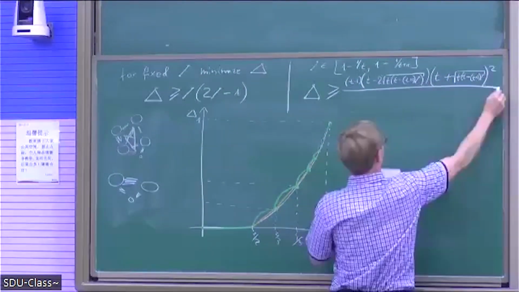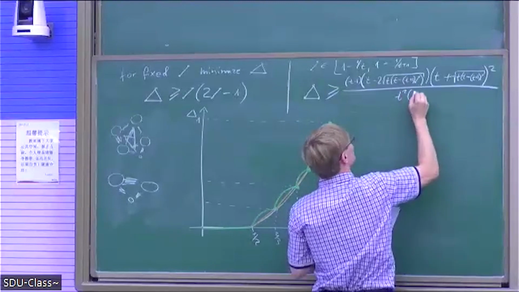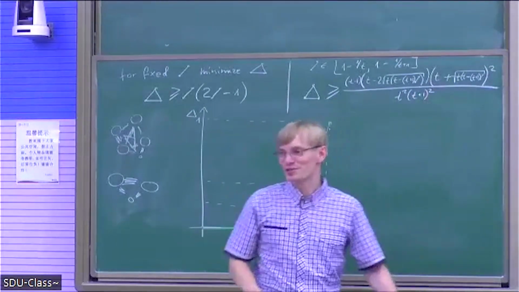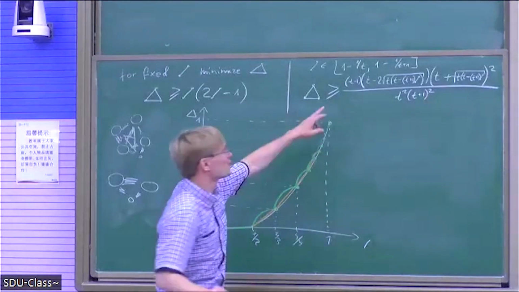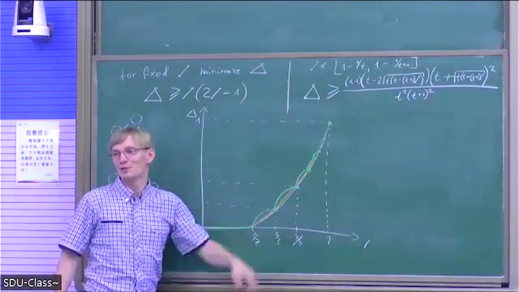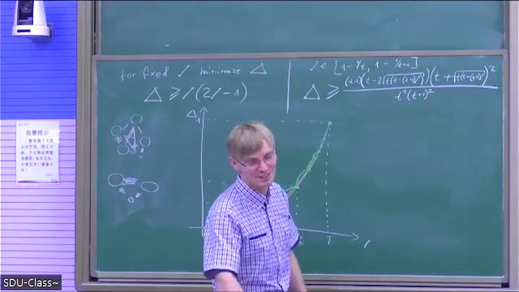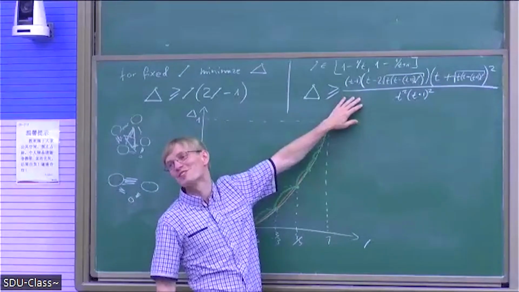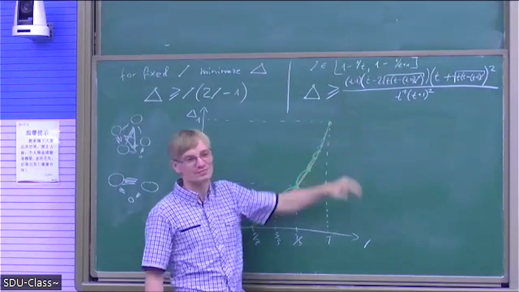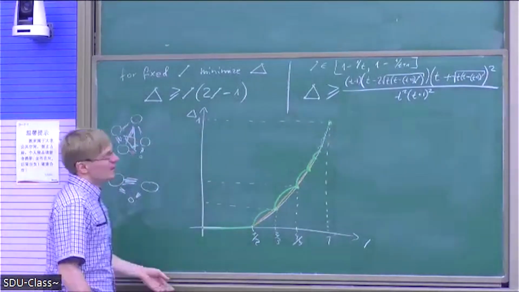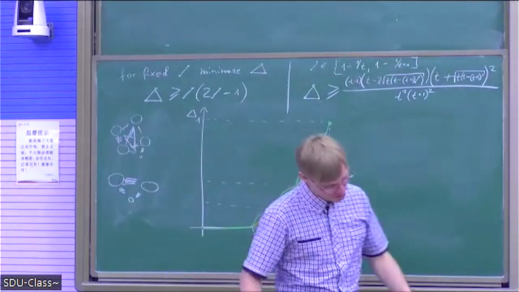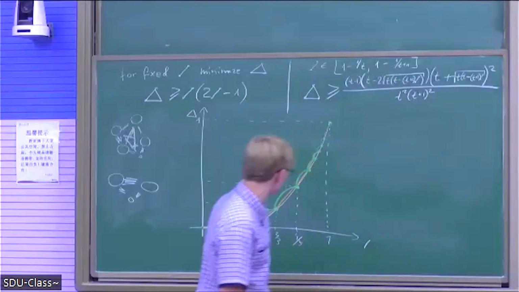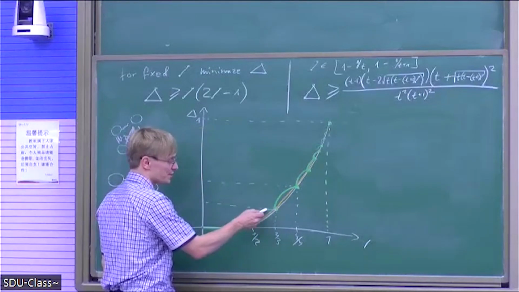Squared and everything divided by t squared. Okay, so this is the conjectured optimal function. And now you can imagine how hard it should be to prove that indeed this is the best function. So what I want to show you is I want to prove this first segment.